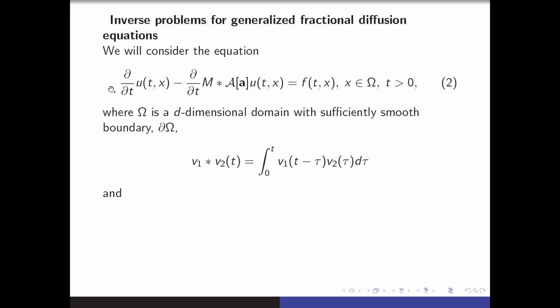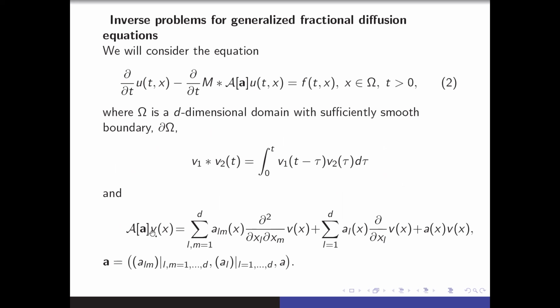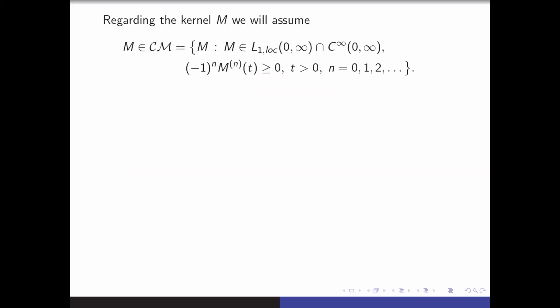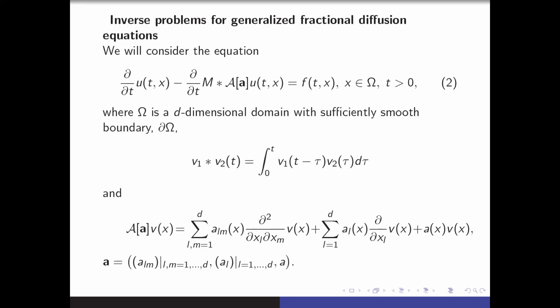I consider such an equation here. The star is time convolution. This contains such an operator, which is the usual second order operator, linear, and f is the source function, u is the state, and omega is some d-dimensional domain. I assume that this is bounded, with sufficiently regular boundary. And then about the kernels, capital M.